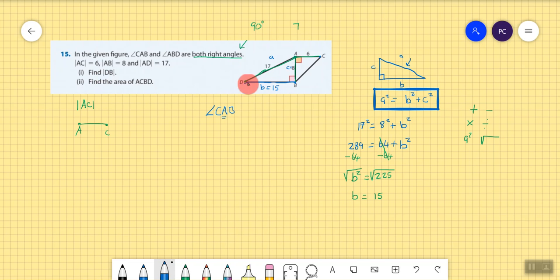What we can say then is that the line DB is equal to 15. Now what we want to do is get the area of both triangles and add them together. In order to get the area of a triangle, it's half of the base multiplied by the perpendicular height.